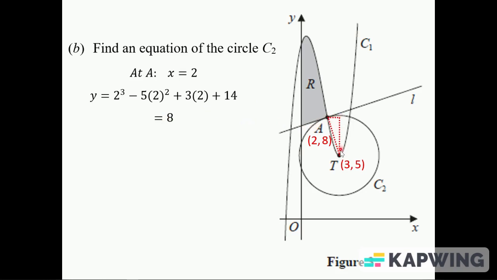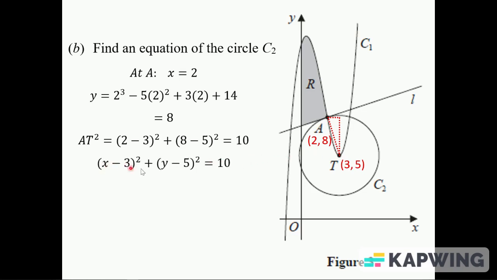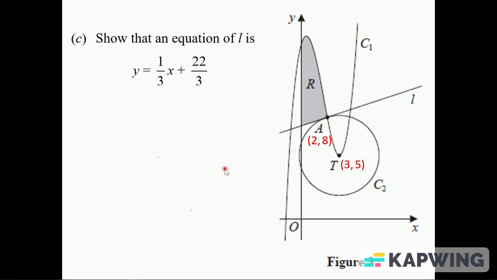Then imagine drawing a right angle triangle here, and I want this radius. This is the difference in the y's, which is 8 minus 5, and then the difference in the x is 2 minus 3, or 3 minus 2. Do Pythagoras on them, and you get 10, that's AT squared, of course. Don't bother doing the square root, because you want the radius squared for the equation of the circle. x minus the x value, y minus the y value, both of those squared, equals the radius squared. That's the equation of the circle.